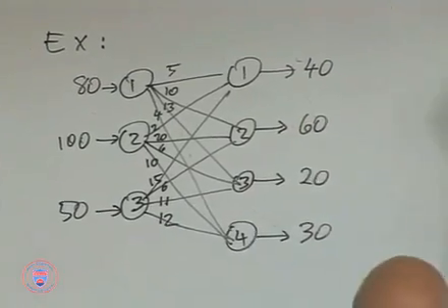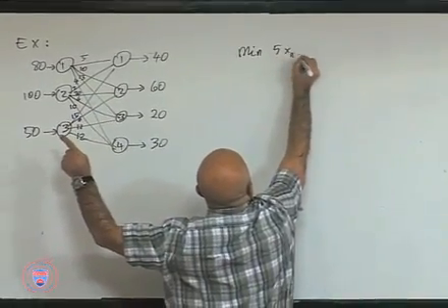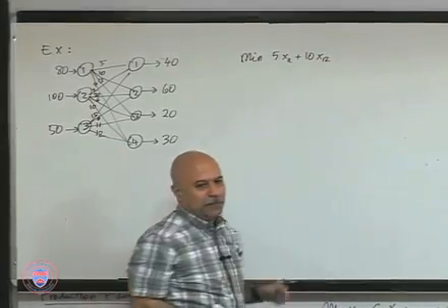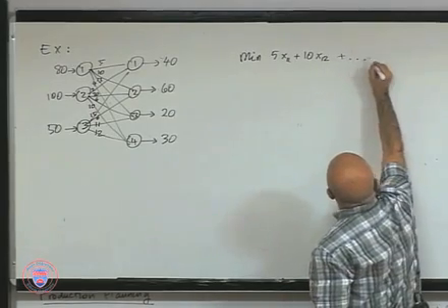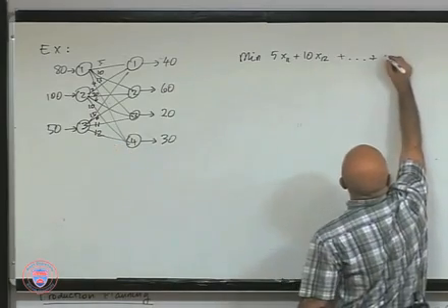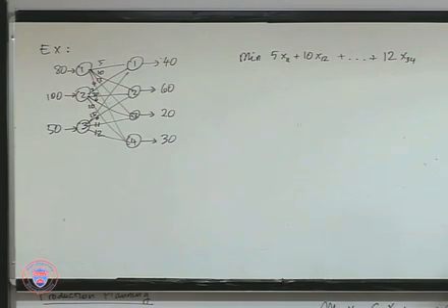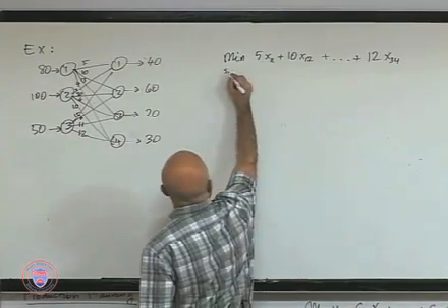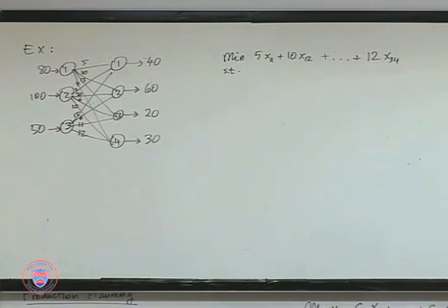So in this problem, I'm going to minimize 5 times x11 plus 10 times x12, and I'm a little bit lazy now. This is the second lecture, so you can fill in the blanks. The last one will be 12 times x34. That's your objective function, the total cost. Subject to 3 supply constraints and 4 demand constraints.